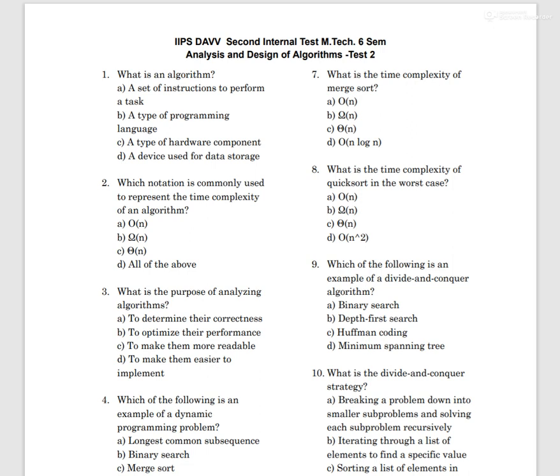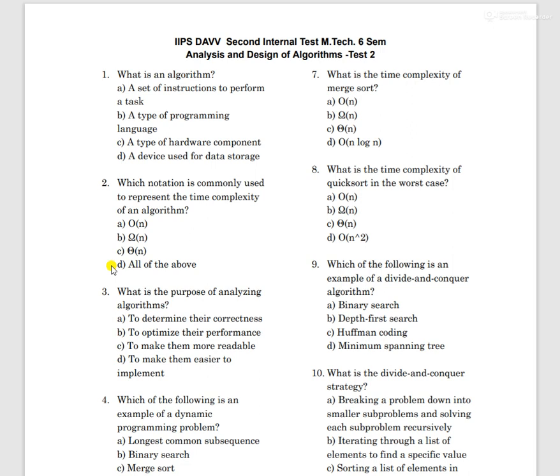The second question is, which notation is commonly used to represent the time complexity of the algorithm? So here the correct option is option D, which is all of the above. All of the above asymptotic notations can be considered as the correct way to represent the time complexity of any algorithm.